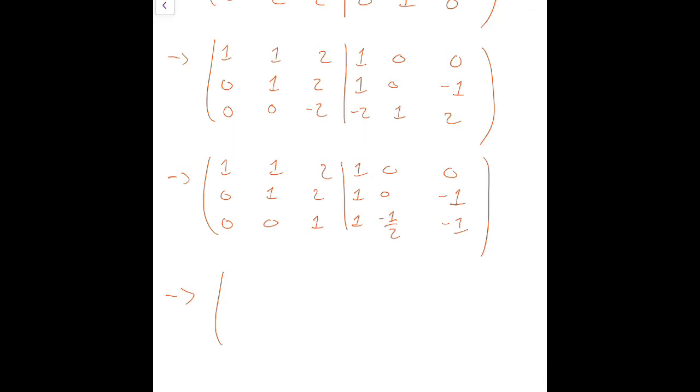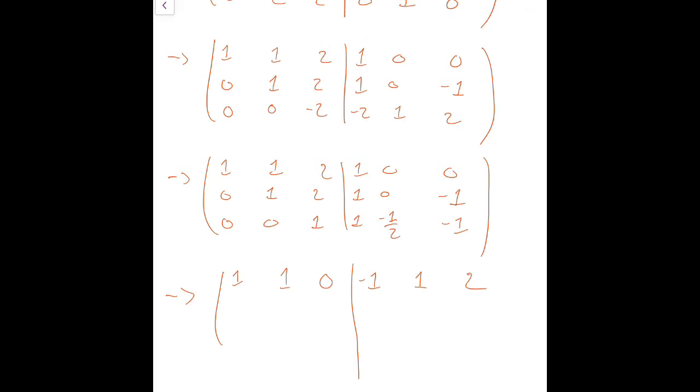Now I'm going to subtract 2 times row 3 from both row 1 and row 2. So for row 1, 1 minus 2 times 0 is 1. 1 minus 2 times 0 is 1. 2 minus 2 times 1 is 0. 1 minus 2 times 1 is minus 1. Now 2 times minus a half is minus 1, and 0 minus minus 1 is going to be a 1. Similarly, 2 times minus 1 is minus 2, and 0 minus minus 2 is going to be a 2.